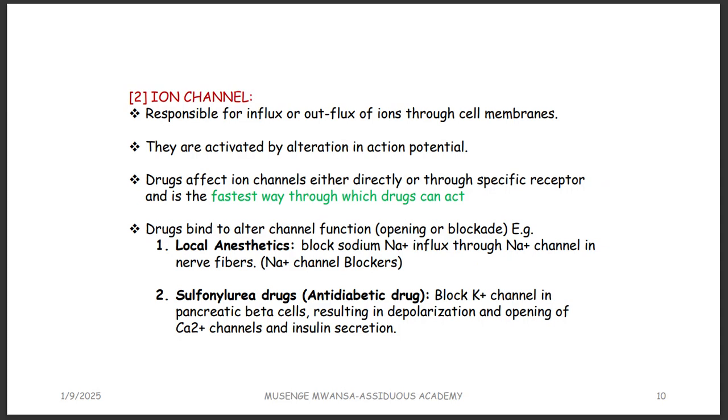Ion channels can also be receptors through which some drugs can work. What happens is that when the drug binds to this ion channel, the channel is now going to either open or close. Okay. And this is how some drugs work. For example, anesthesia. If we want to, let's say, do a surgery, you are going to be given an anesthetic.